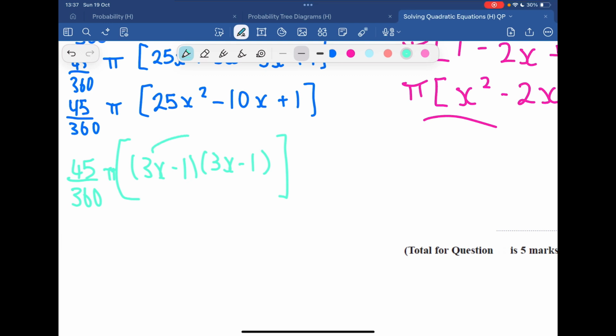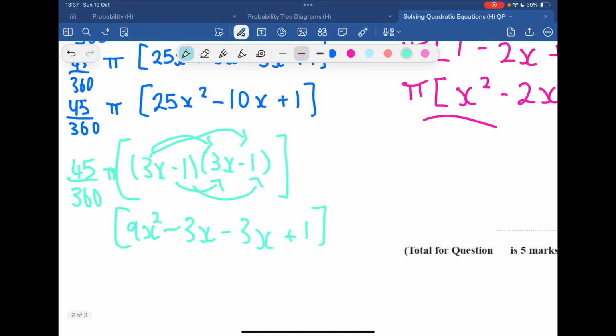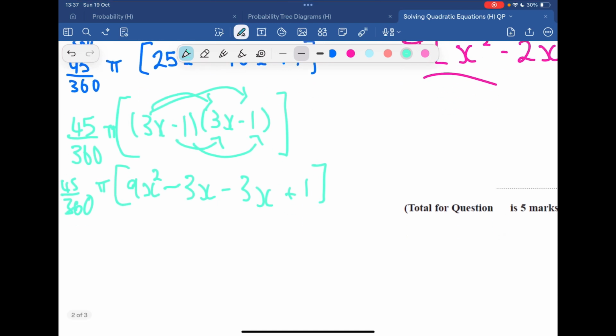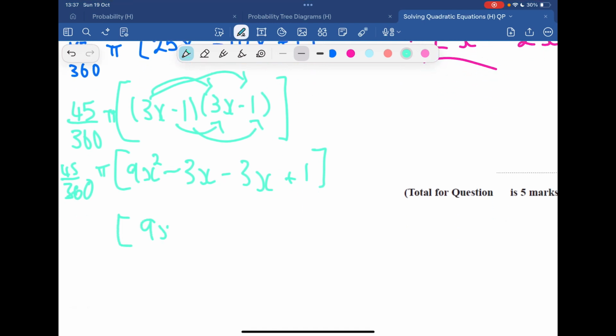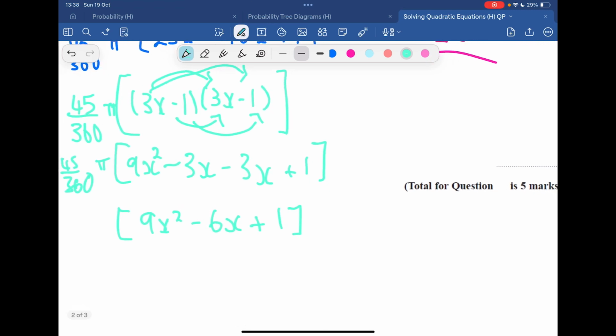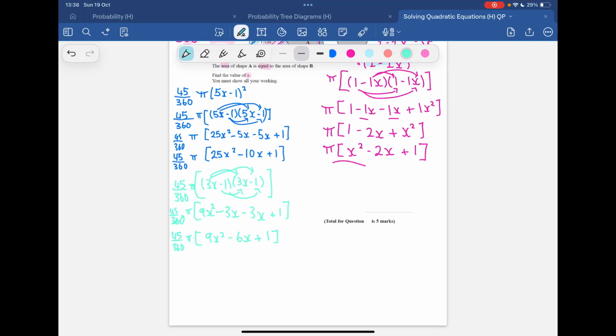So let's expand this out. We're going to get 9x squared, that'll be minus 3x, minus 3x. And again, we'll get that plus 1. And this is all still multiplied by this factor, the proportion of the circle. So we can simplify that. We'll get 9x squared minus 6x plus 1.